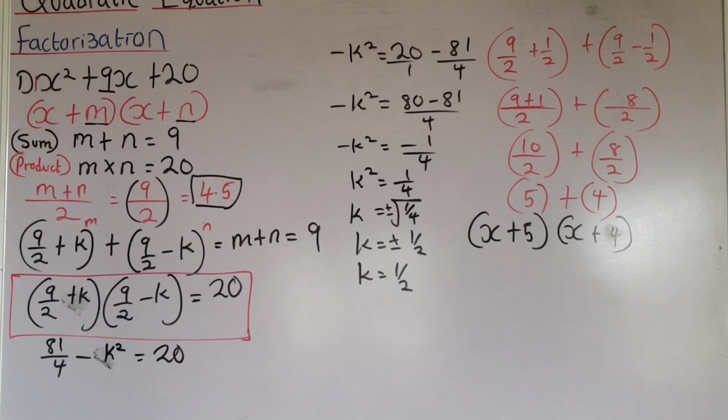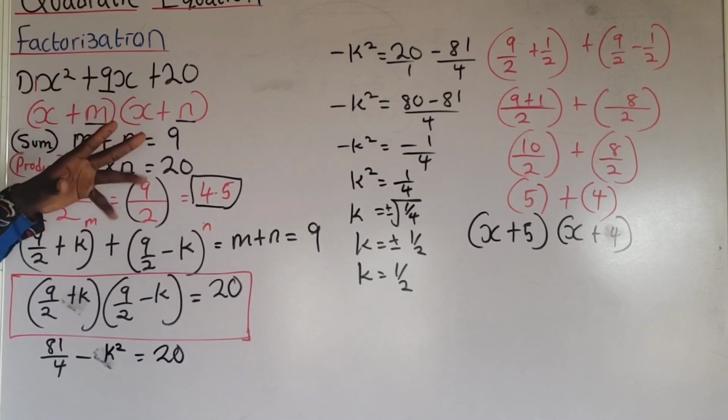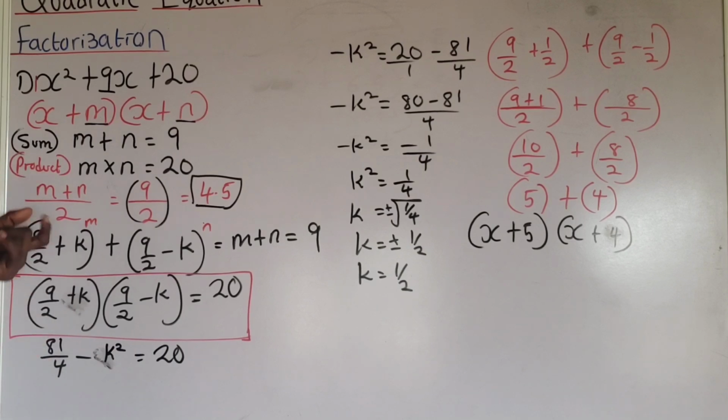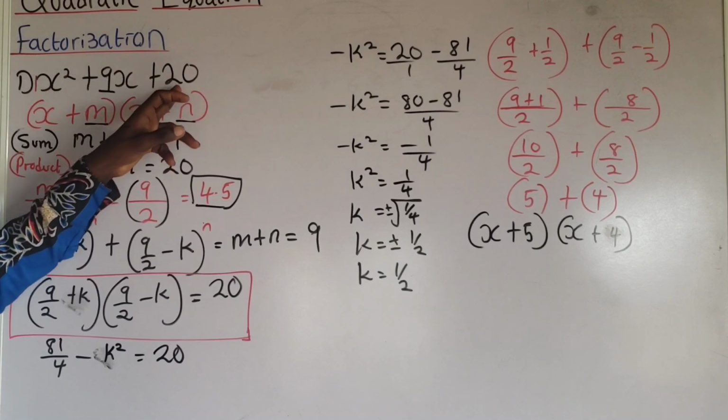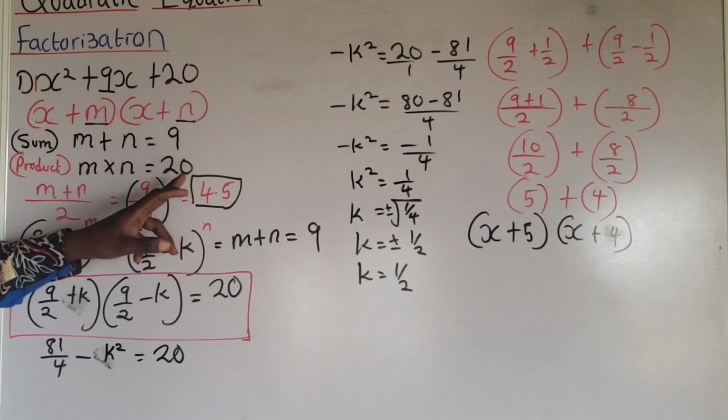The second term in this quadratic equation is what? Is 9, you understand? Which is the coefficient of x. Okay? And their product must be equal to the constant term in the quadratic equation, because the quadratic equation has an a value of 1. So the product must be equal to the constant term, which is 20.